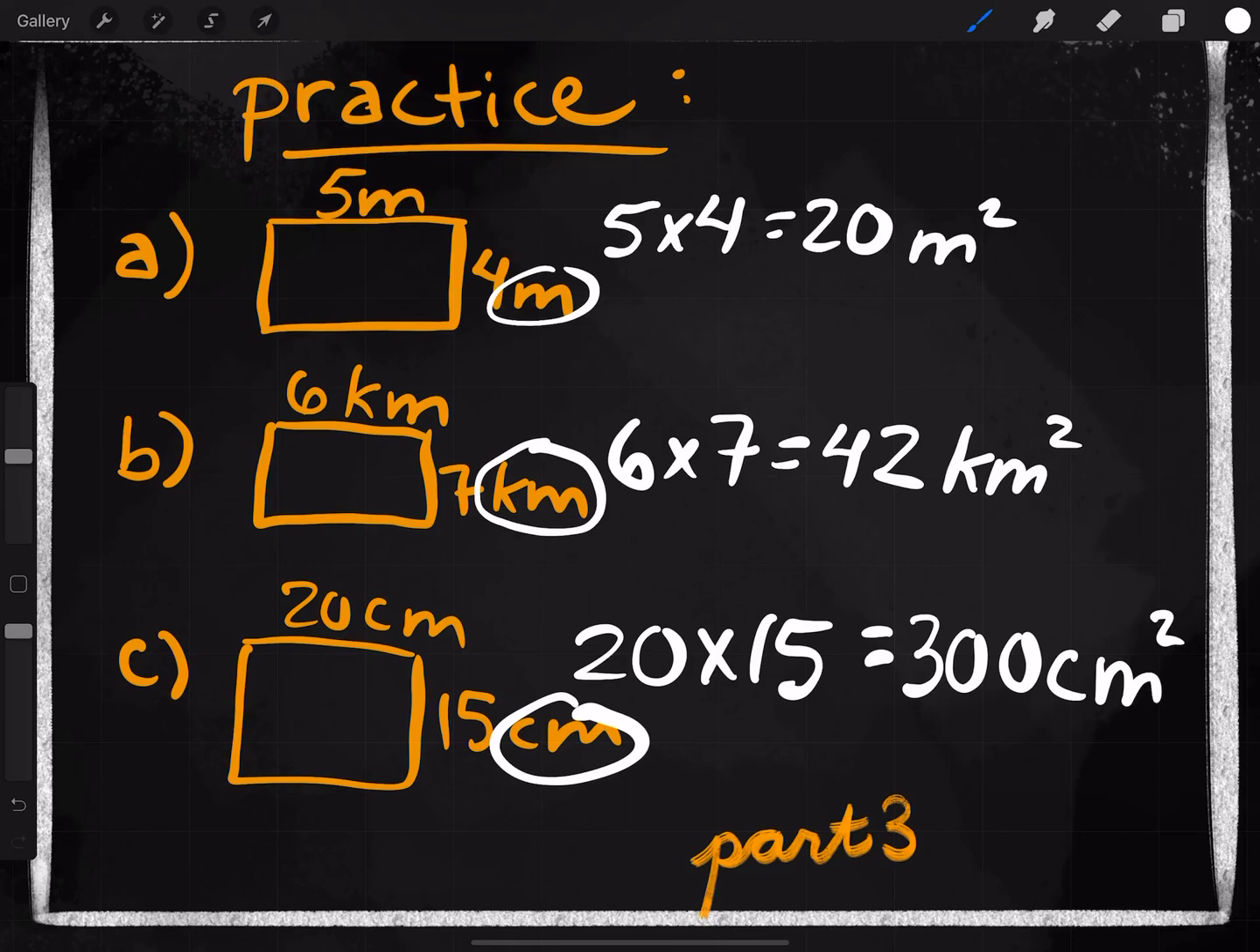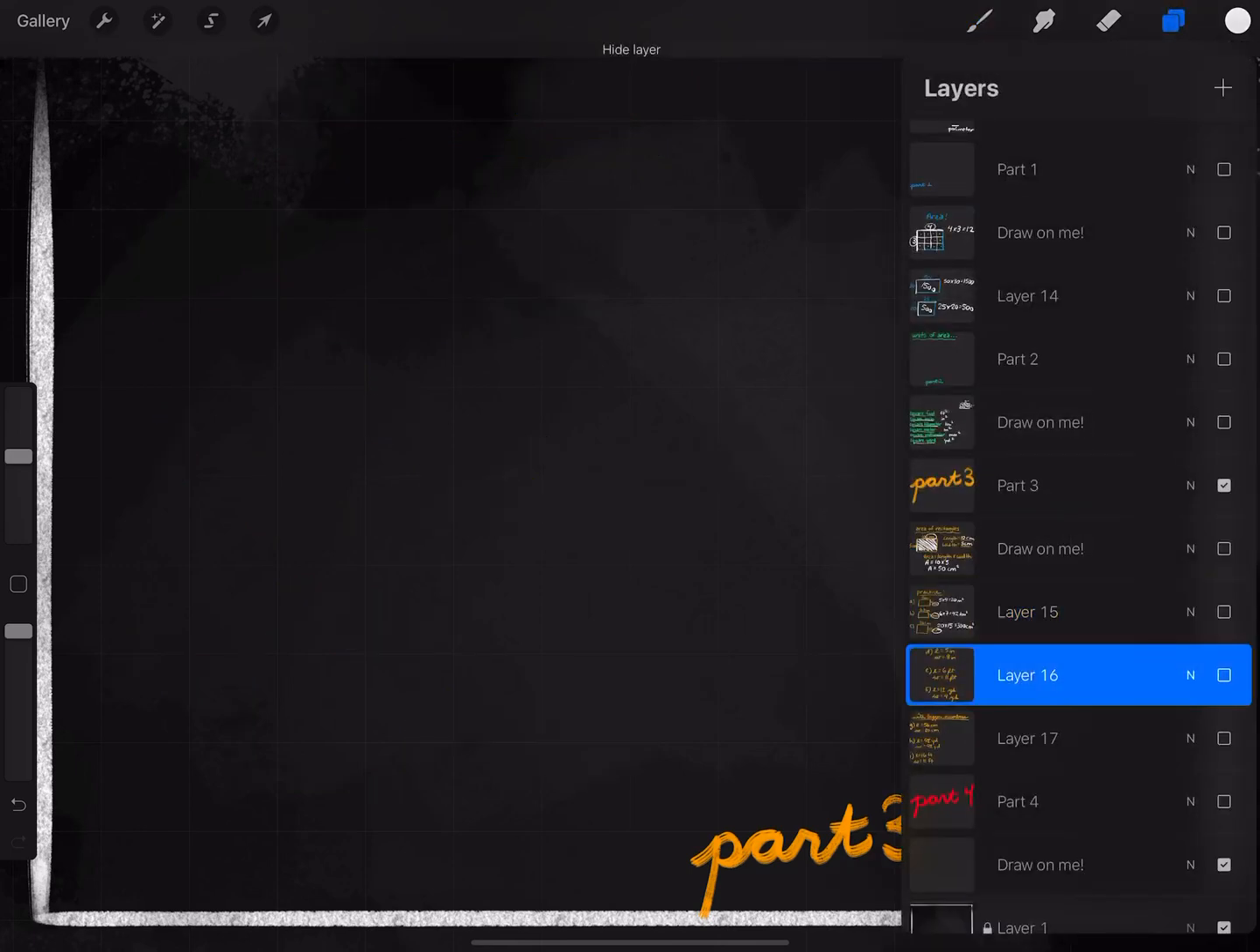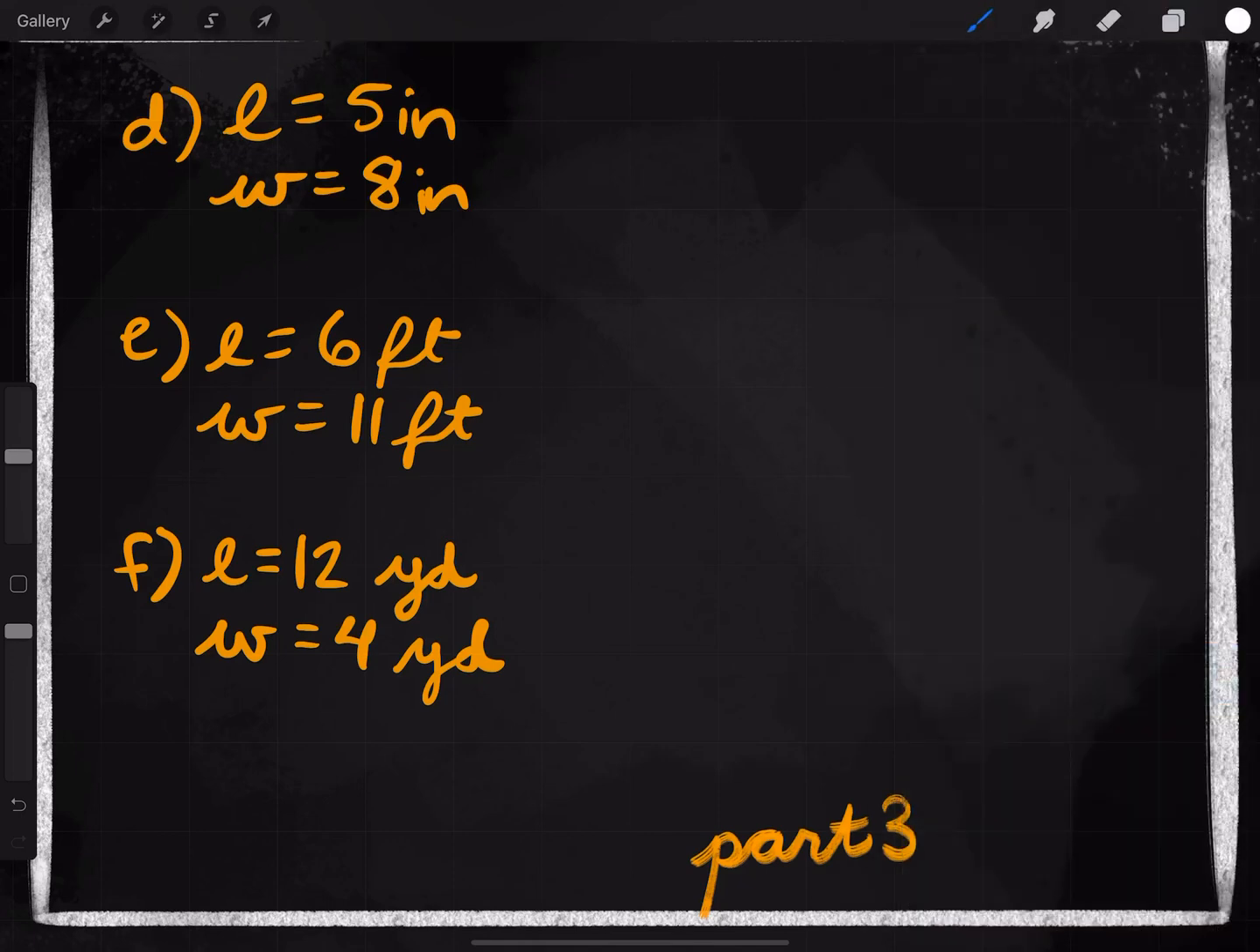All right, a little more practice here. This time I'm not going to draw the rectangle. It just says the length and width. So even if you don't have a picture, you can always draw your own picture, but you don't have to. If you know the length and width of a rectangle, you can just go right to finding the area. So go ahead, pause the video, and try this part.